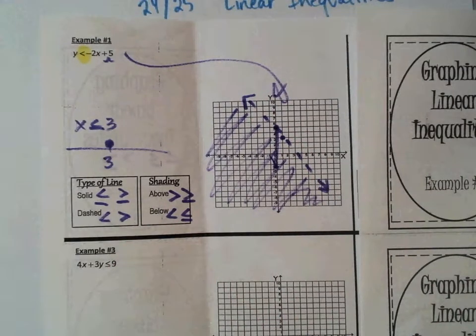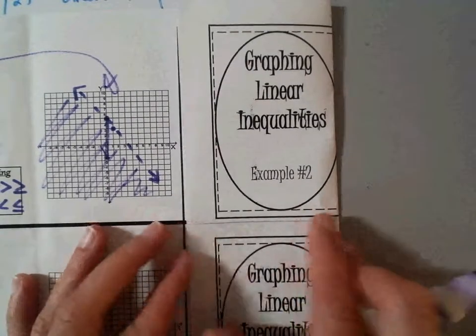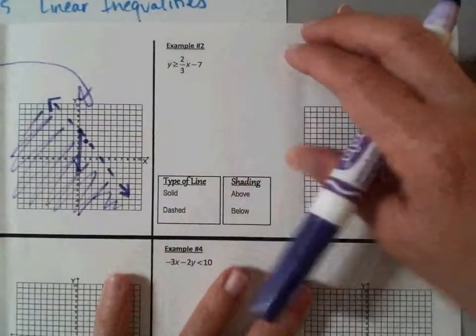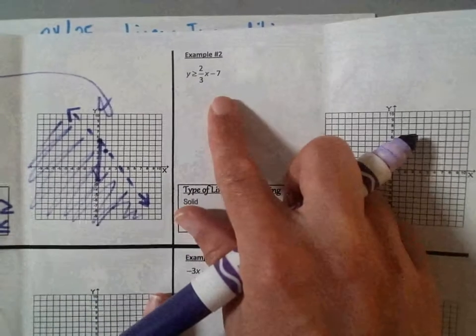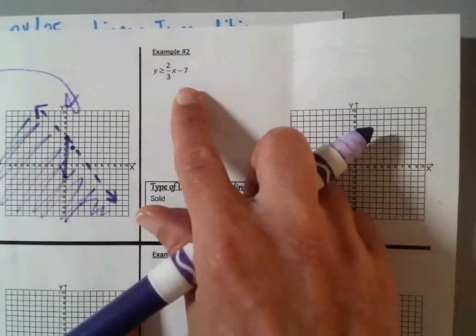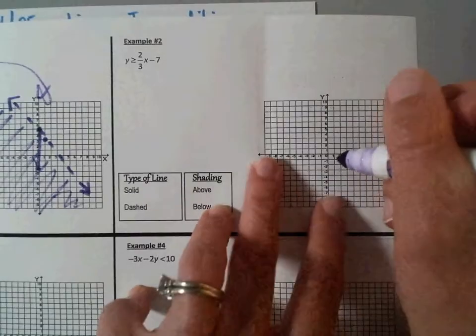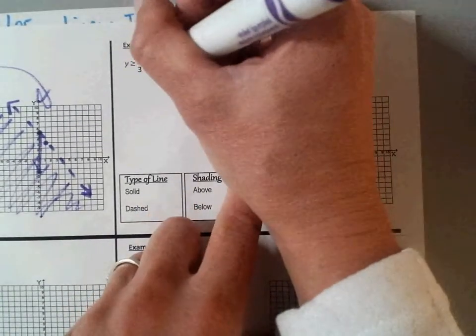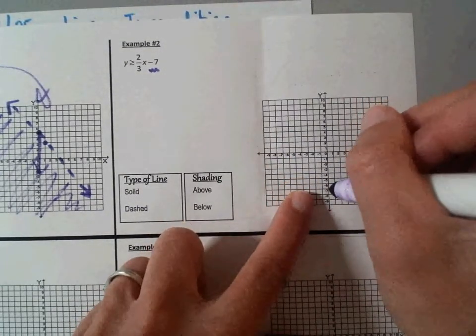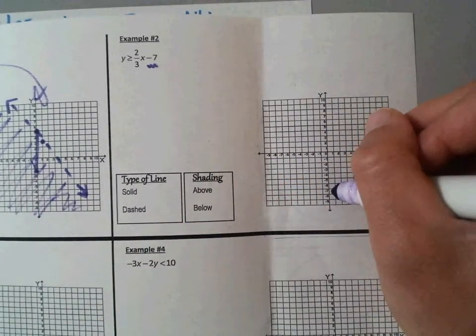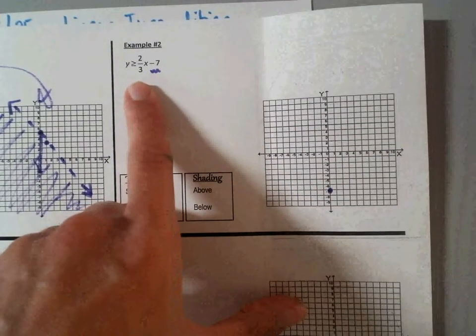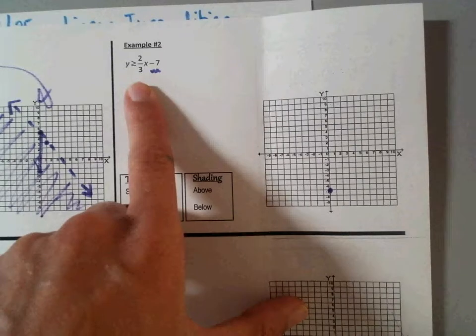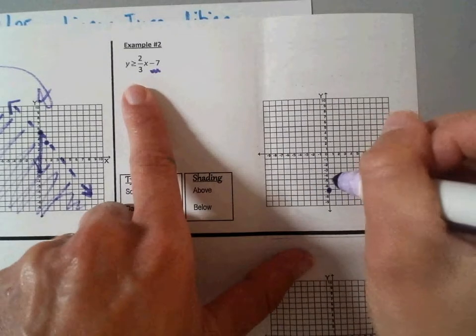Okay, good. Now we're going to make it a little tougher. Go to example number 2 over here. Not too bad. Go to your y-intercept first. Chris, what number up there is your y-intercept? -7. So go to -7, put a dot. Now I need my slope. Up 2 to the right 3. So 1, 2, 1, 2, 3.